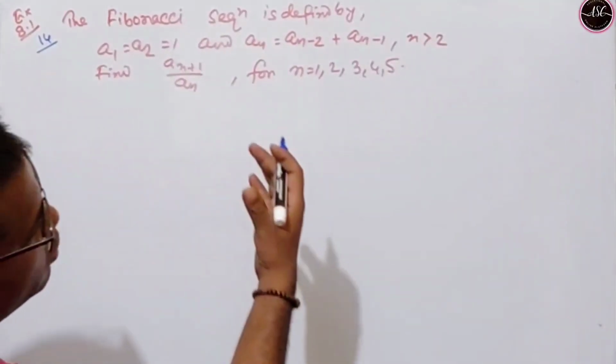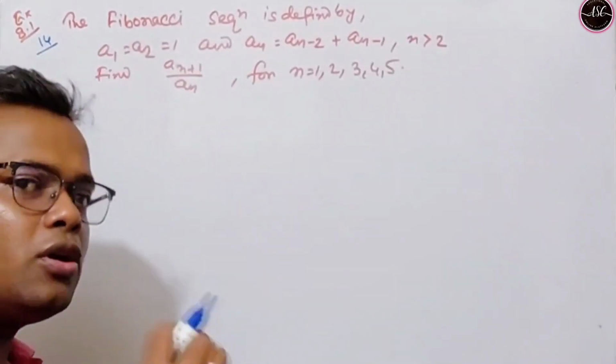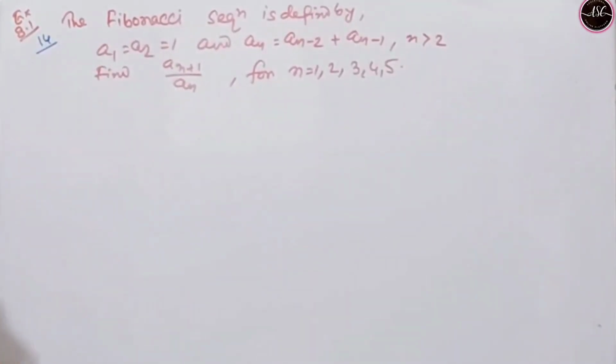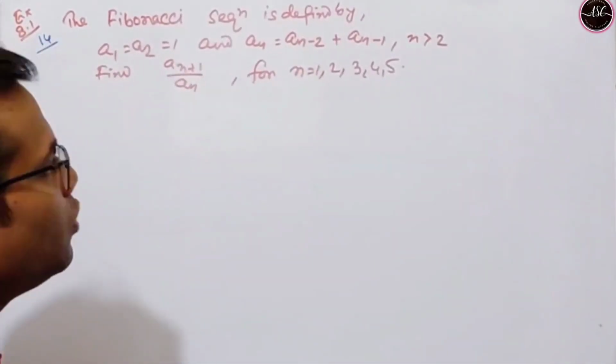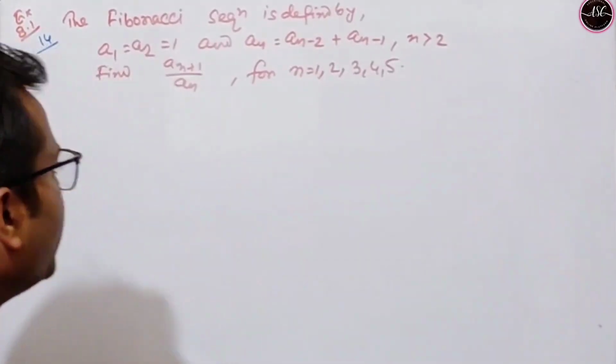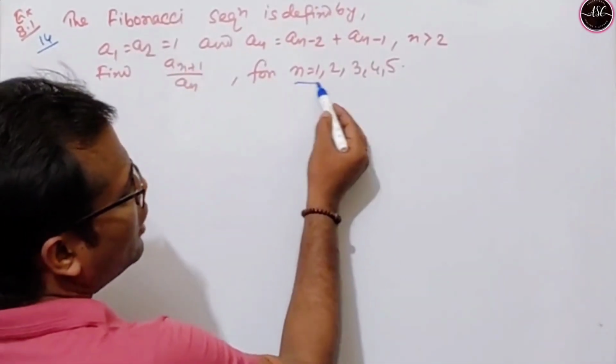The Fibonacci sequence is defined by. We have learned about the Fibonacci sequence. Okay. Here, look, A1 is equal to A2 is equal to 1 and An is equal to A(n-2) plus A(n-1), where n greater than 2. Okay. Find A(n+1) by An for n equal to 1 to 5.